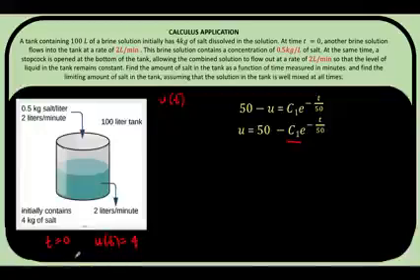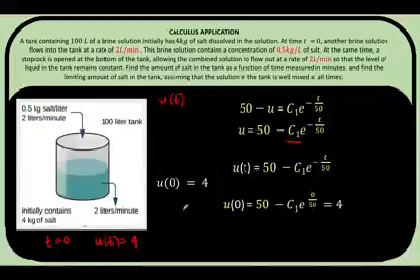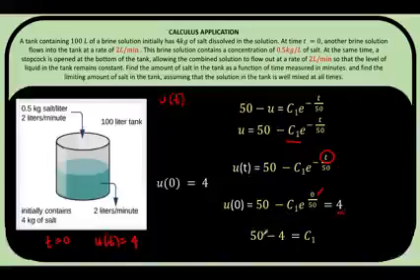So using this initial value, we now arrive at U of 0 equals the right side of this equation with T replaced by 0. And this must be equal to 4. Simplifying, we arrive at 50 minus 4 equals C sub 1. And therefore, C sub 1 is equal to 46.